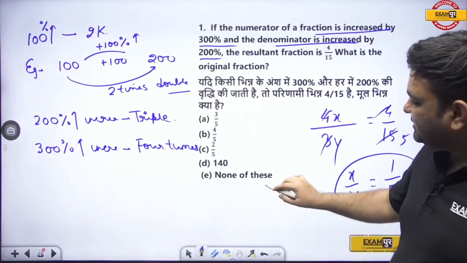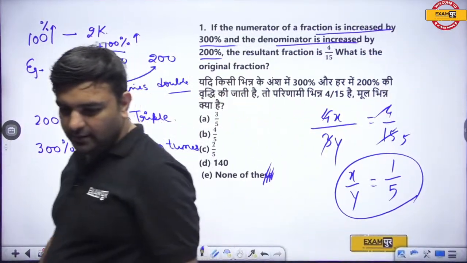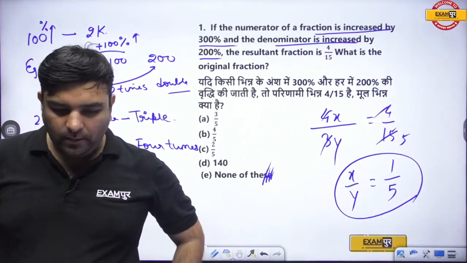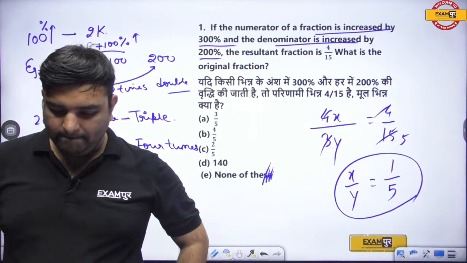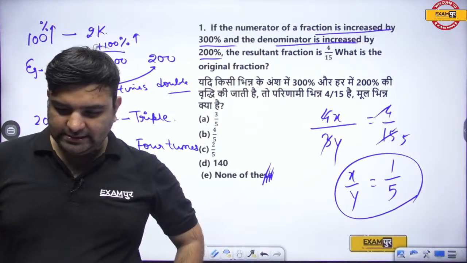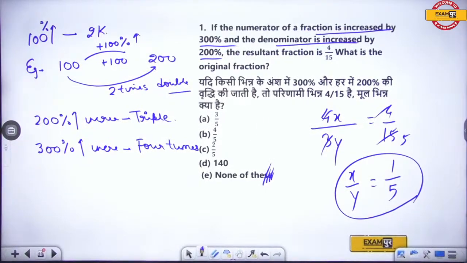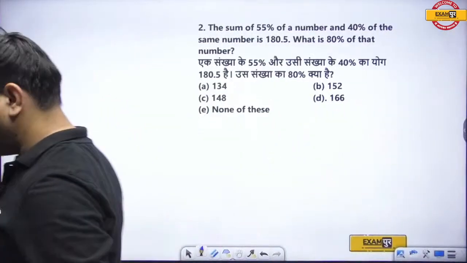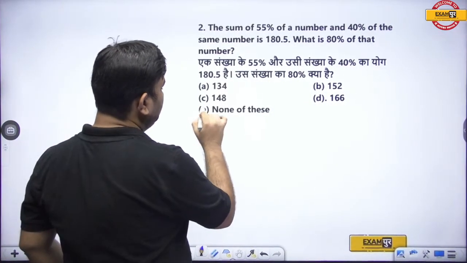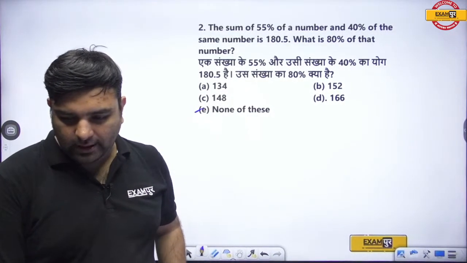Clear? No option is matching. D, E. So x over y is 1 by 5. Perfect. Let's move on. You can keep E as well. However, we will try to get the answer within A or B.